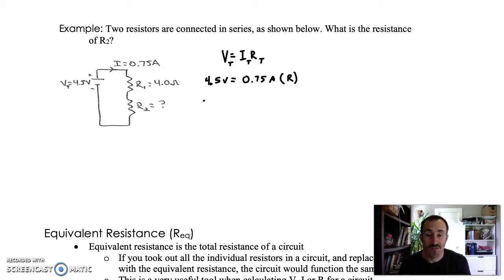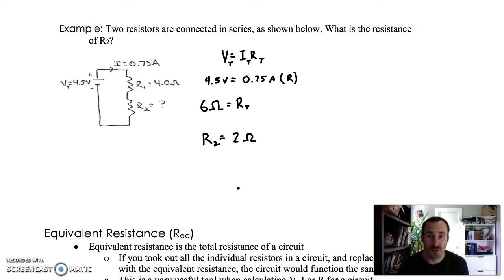So if I divide 4.5 by 0.75, I get 6. 6 ohms is the resistance, but that's the total resistance, not R2. But I know that R1 is 4 ohms, and so R2 must be 2 ohms, right? The two of them have to add up to 6 ohms altogether, and so I know that R2 must be 2 ohms, because 4 plus 2 is 6.